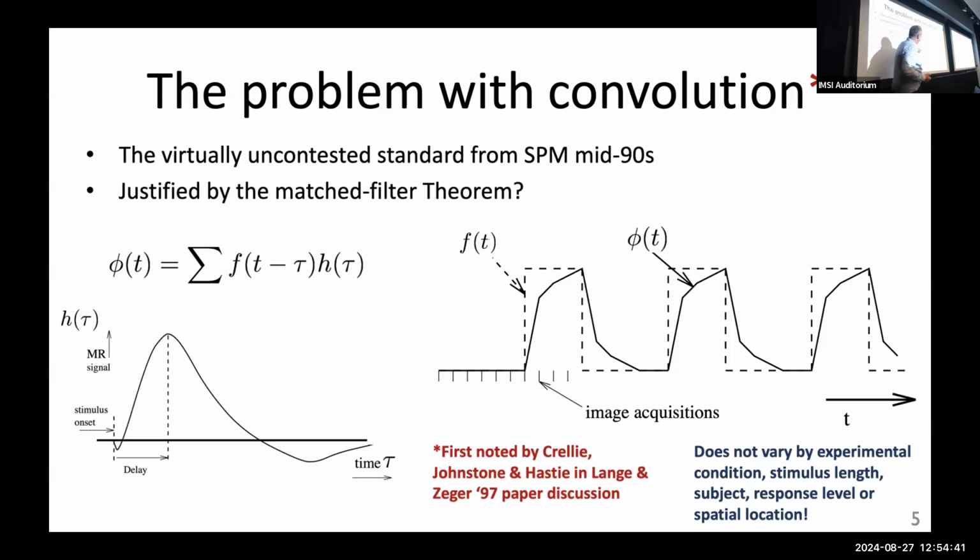But this is what it looks like when we put it in a convolution. It doesn't look anything like this. You have scans, let's say taken every couple of seconds. And when the acquisition starts, you start adding in terms from the hemodynamic response. And then when the stimulus ends, you start subtracting them in the same way that you added them in the first place. So you have an anti-symmetry brought in, and this is not anything I discovered. It was first noted as far back as 1997 by Krellin, Johnston, and Hasey.